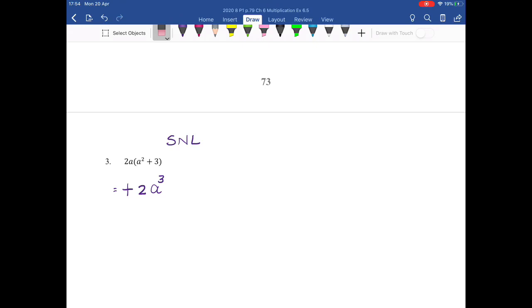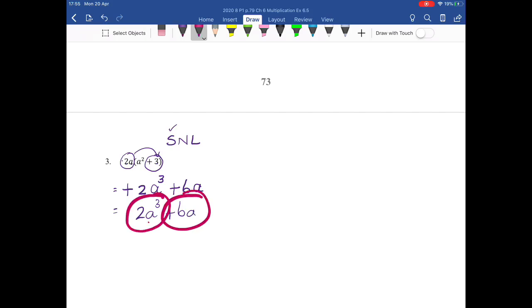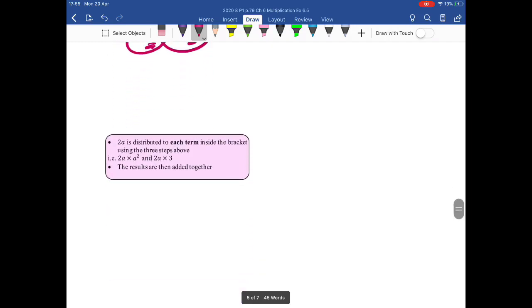So now the one outside shakes hands with everyone inside. So that multiplied by that. Signs, positive times positive is positive. 2 times 3 is 6, and I've only got an a there, so my answer is 2a cubed plus 6a. How many terms do I have? Well, I have 2 terms, but they are not like terms, so that would be my answer.